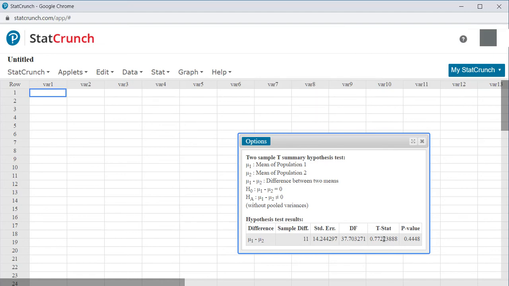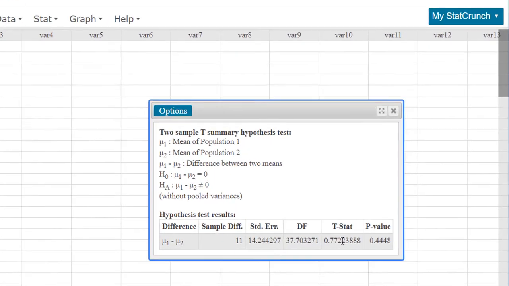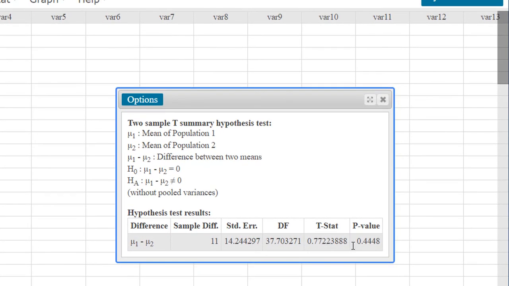That agrees with both our by-hand calculation and the calculation from the TI calculator. And we get a p-value of 0.4448. Now that agrees with the p-value from the calculator, but that is slightly different from our conservative p-value that we obtained by hand. Notice that the degrees of freedom in StatCrunch agree with the degrees of freedom from the calculator, because both of those technologies are calculating the degrees of freedom using that more complicated formula, not using the lesser of n sub 1 minus 1 or n sub 2 minus 1 like we've done by hand.